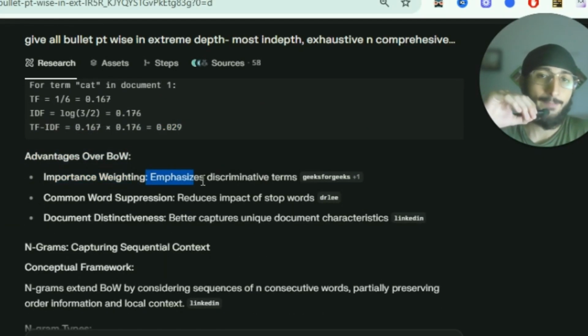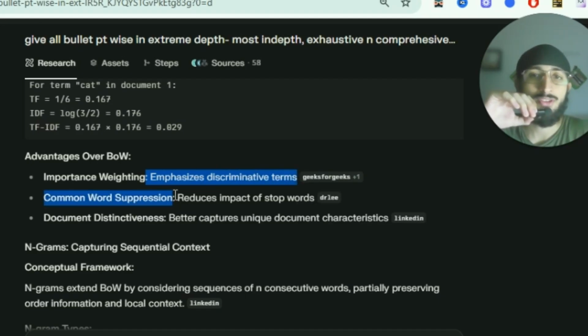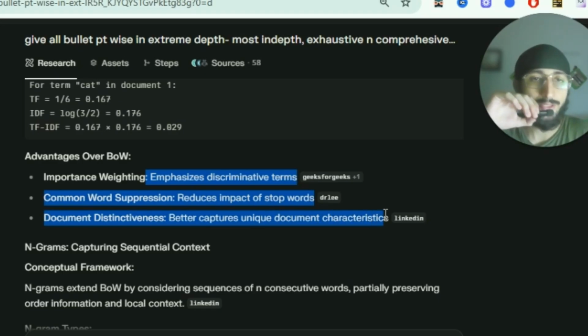Importance rating: it emphasizes discriminative terms. Common word suppression: reduces the impact of stop words. Document distinctiveness: better captures unique document characteristics.